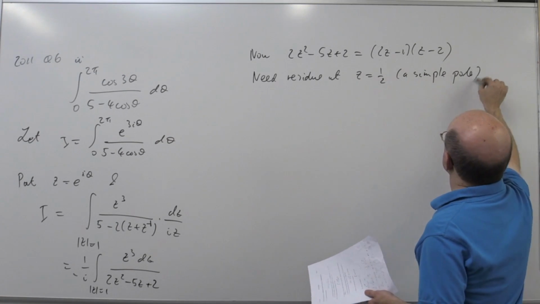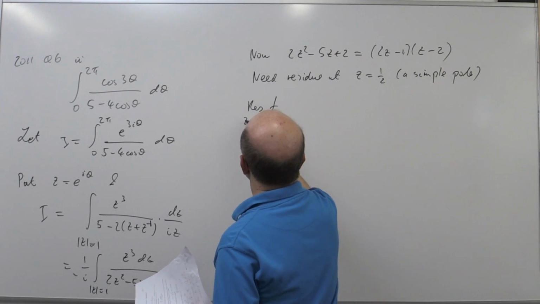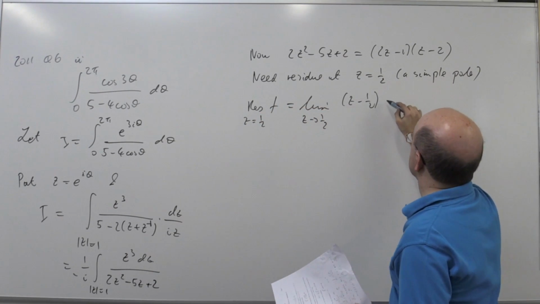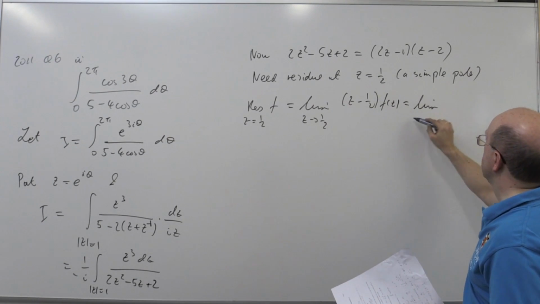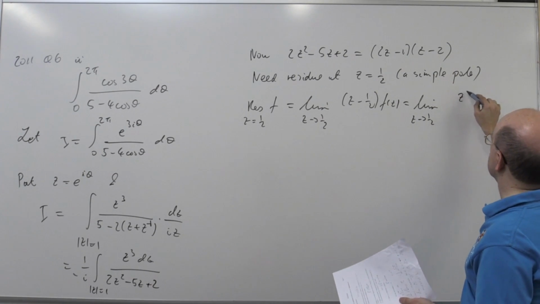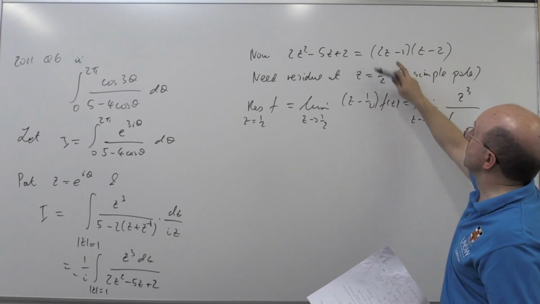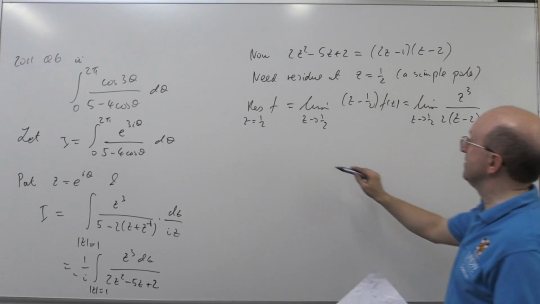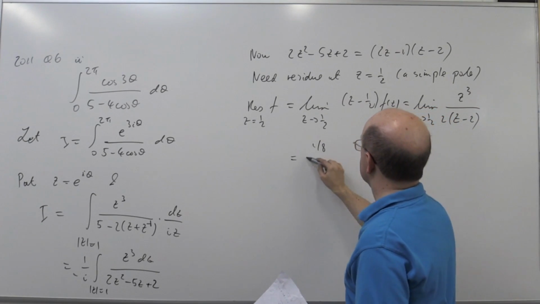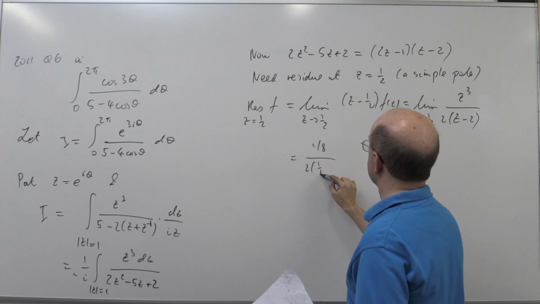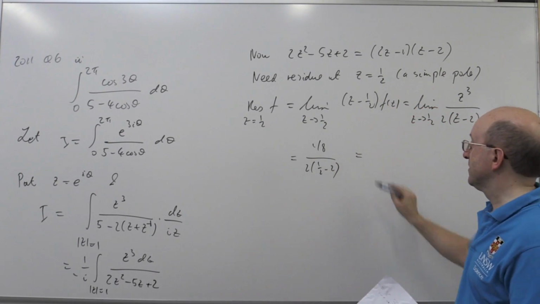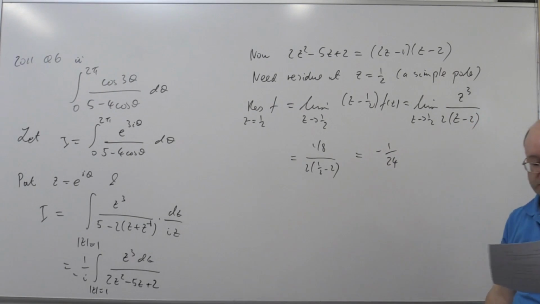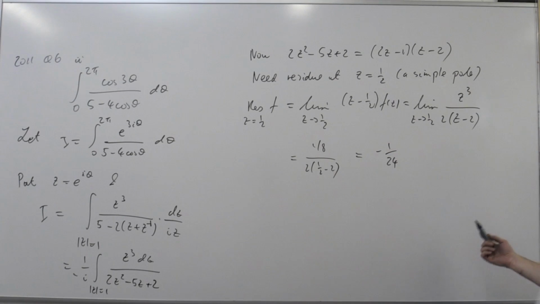Once again, simple pole, residue of f at z is a half: limit as z tends to a half of z minus a half times f of z, half z cubed, don't forget that bit, over, well, I'll be left with a factor of 2 from that term, z minus 2. Right, that's not too bad. Well, that's going to give me an eighth in the numerator, and twice a half minus 2, which of course is minus 3 halves. So that's an eighth over minus 3 halves, it's minus 1 over 24. That's the residue. The other one's outside, so it doesn't matter.